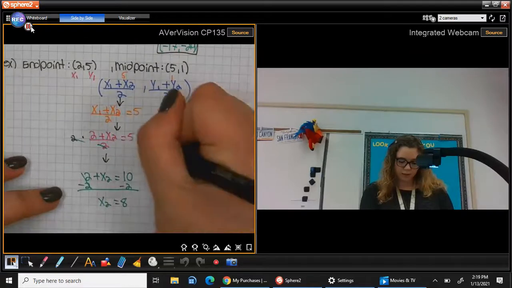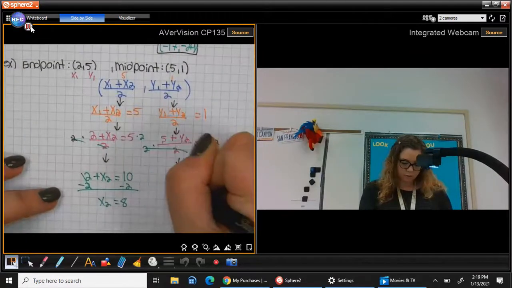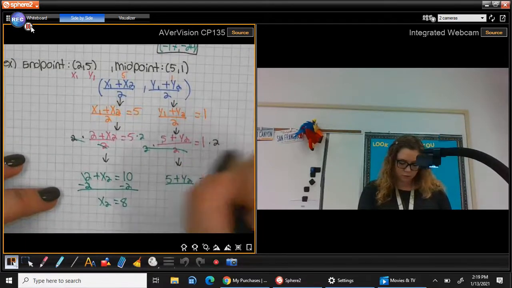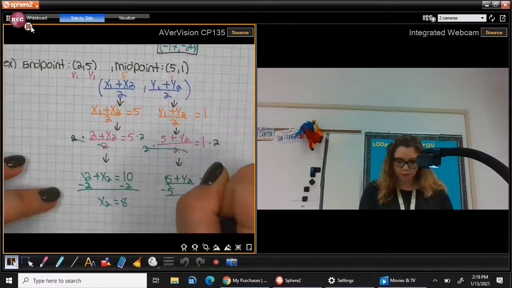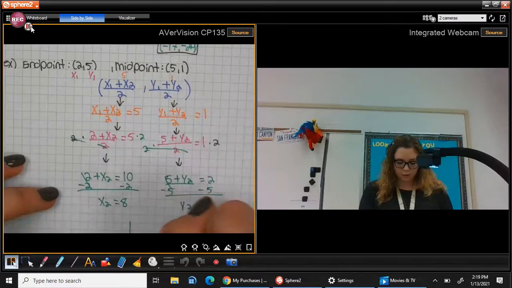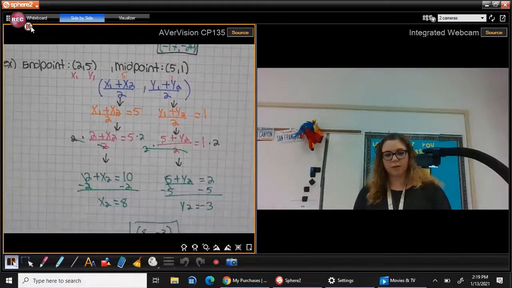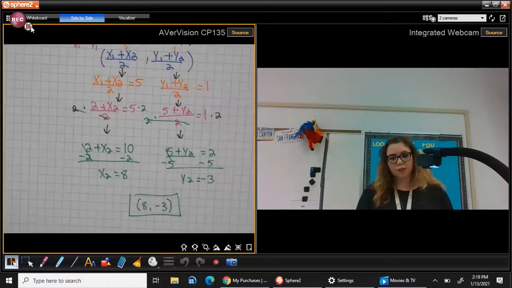Same thing on this side. Multiply both sides by 2. I have y2 equal to negative 3. So my other endpoint is going to be 8, negative 3, and that is going to be my answer. Again, the more you do these, the faster you're going to get.